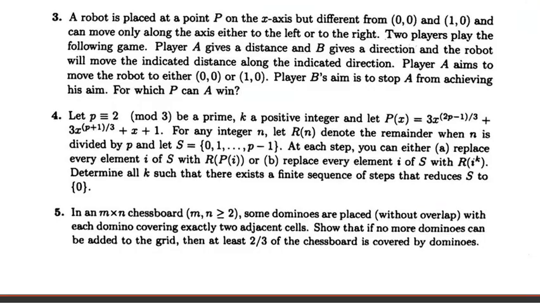SMO 2019 upper section round 2, problem number 3. A robot is placed at the point P on the x-axis, but different from (0,0) and (1,0), and can move only along the axis either to the left or to the right. Two players play the following game. Player A gives a distance and B gives a direction, and the robot will move the indicated distance along the indicated direction. Player A aims to move the robot to either (0,0) or (1,0). Player B's aim is to stop A from achieving his aim. For which P can A win?